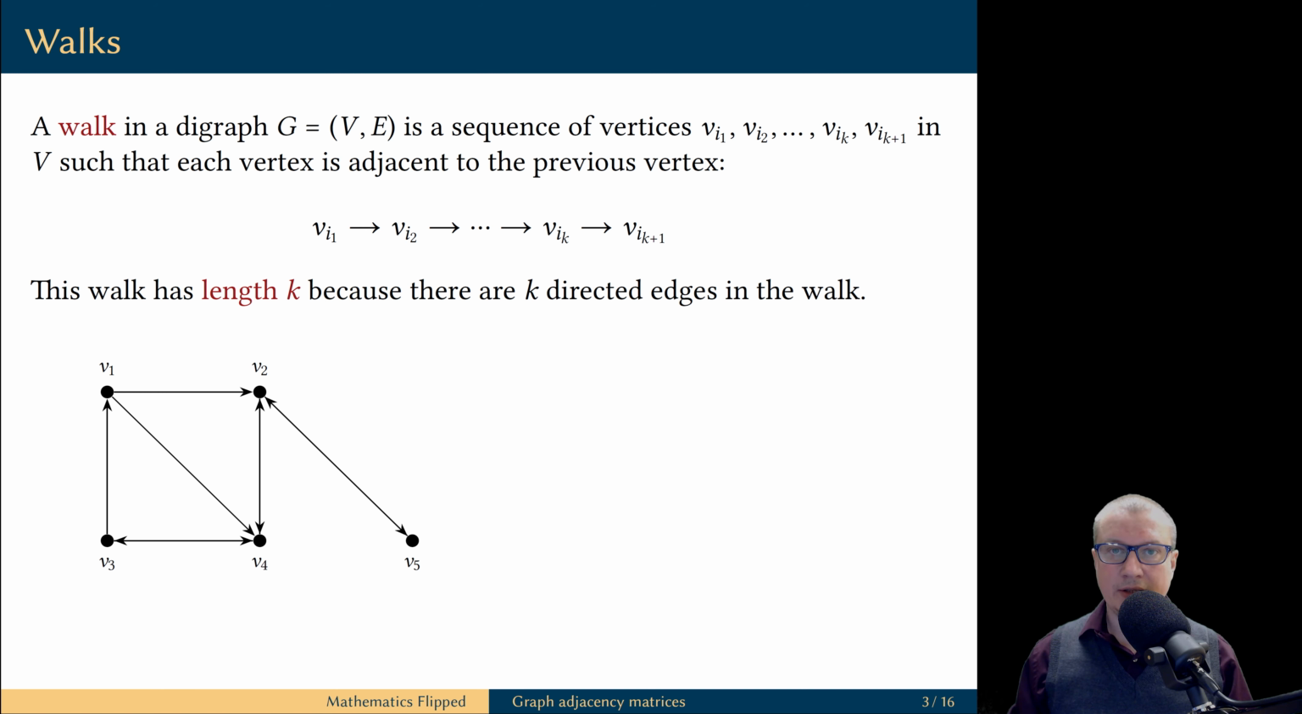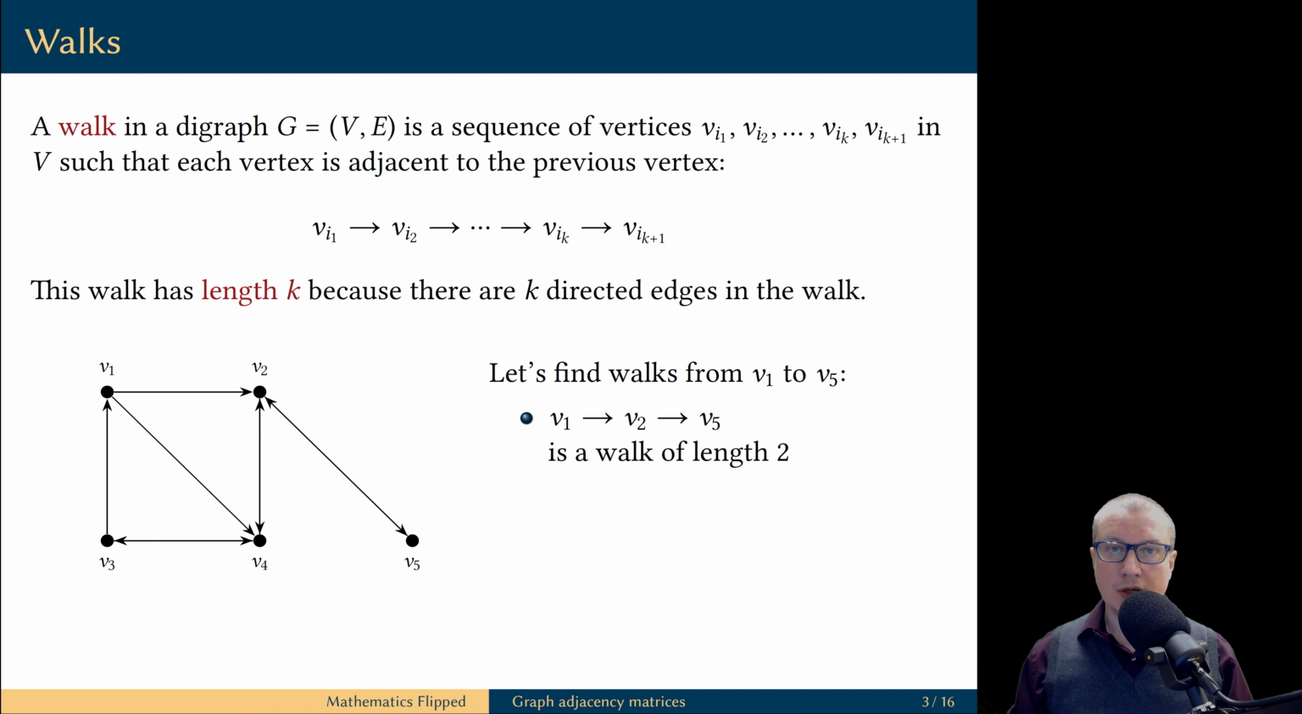We have a directed graph with 5 vertices. Let's find some walks from the vertex v1 to the vertex v5. One simple such walk is a walk of length 2. We start with the vertex v1, then we go to the vertex v2, and then from the vertex v2 we go to the vertex v5. Also, there is a walk of length 3. From the vertex v1, we first go to the vertex v4, then the vertex v2, and then the vertex v5.